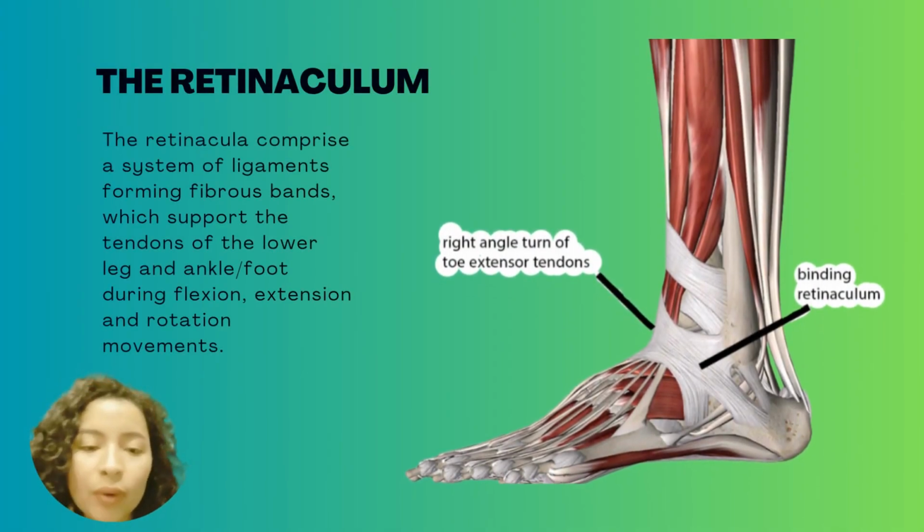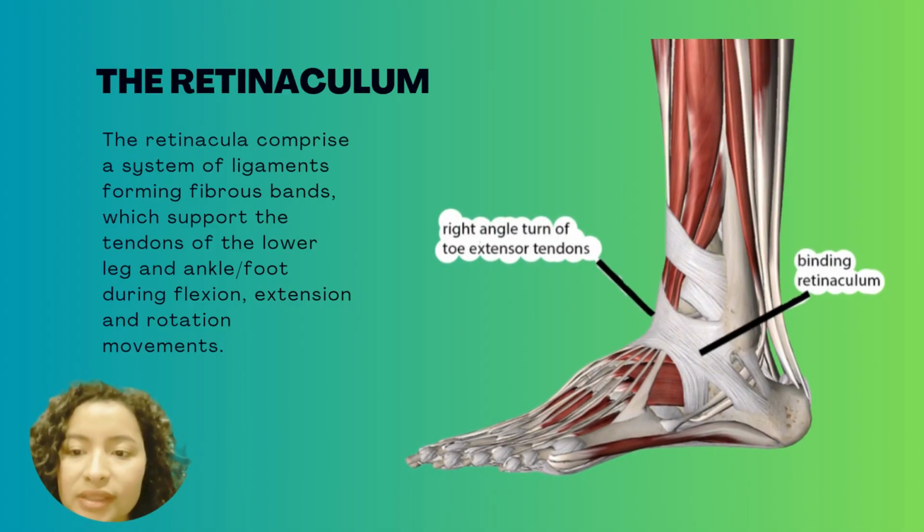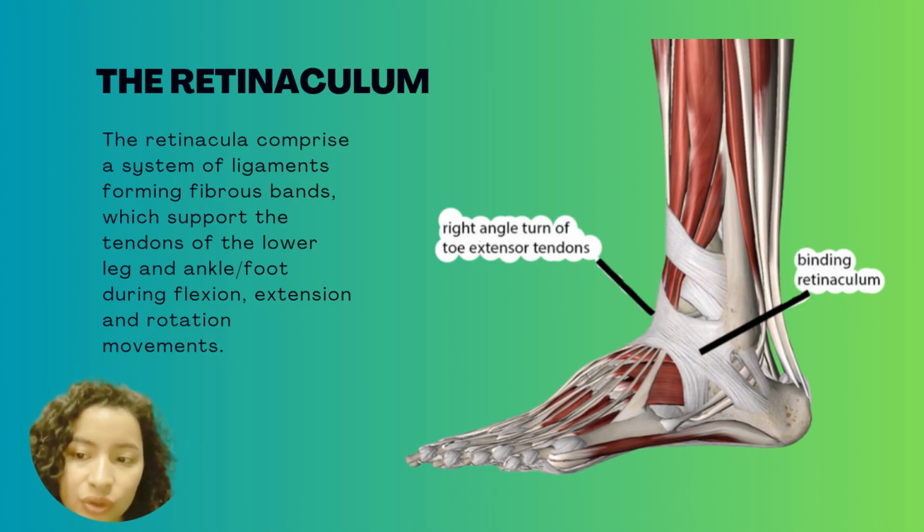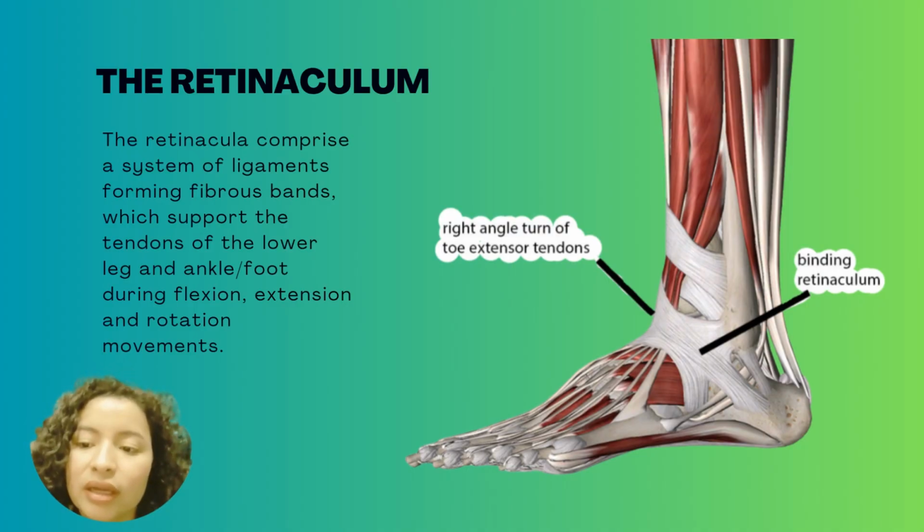The retinacula. The retinacula comprise a system of ligaments forming fibrous bands which support the tendons of the lower leg and ankle foot during flexion, extension, and rotation movements. Superior extensor retinaculum is the higher retinaculum located in front of the lower leg. It inserts in the middle of the tibia and extends to the fibula across the ankle. It keeps together the extensor tendons.